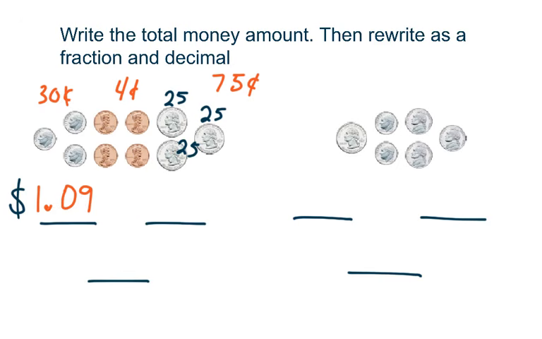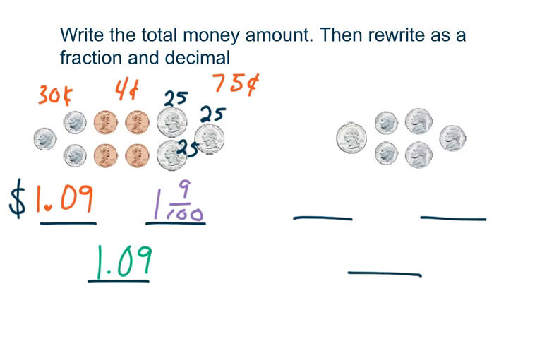$1.09. Now my next step is to write this as a mixed number or a fraction. So I have 1 and 9/100ths. And then my final step is to write this as a decimal. And again, that's identical to my money amount, except without the money sign. So I have 1 and 9/100ths. Go ahead and give the next one a try.